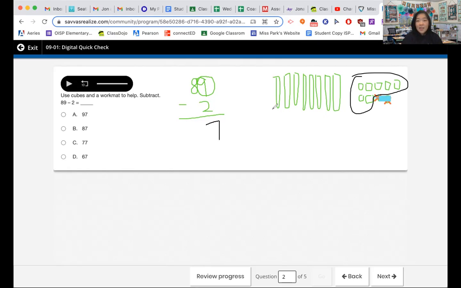Thank you. And then how many, did we take away any from our tens? No. So how many tens do we still have? 8. So our total is 87. Go ahead and finish writing that in your journal, your notebook, your piece of paper, your scratch paper, or your whiteboard. And then once you're done, you're going to click on the answer B in your digital quick check, and then we're going to move on.